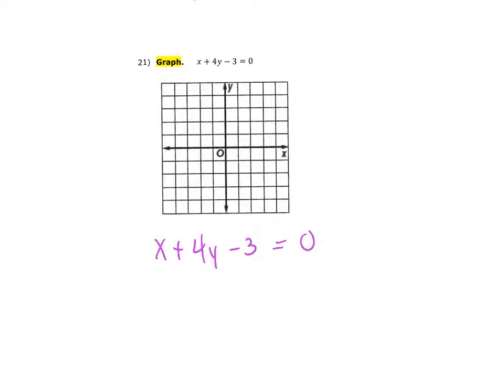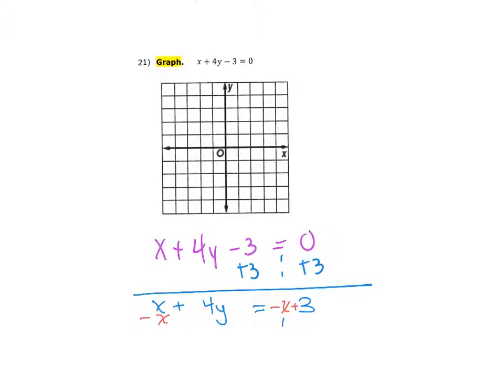When I want to do that, it means I'm going to add 3 to both sides. I get x plus 4y is equal to 3. I'm trying to get y equals mx plus b, so I'm going to subtract x from both sides. And I get 4y is equal to negative x plus 3. Divide everything by 4. And remember that the coefficient in front of x is really 1. So now I have y equals negative 1/4 x plus 3/4.